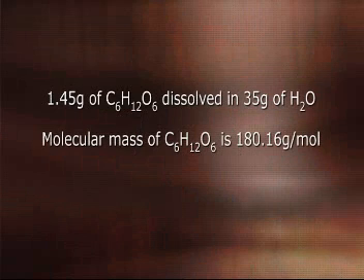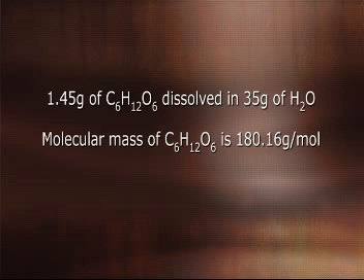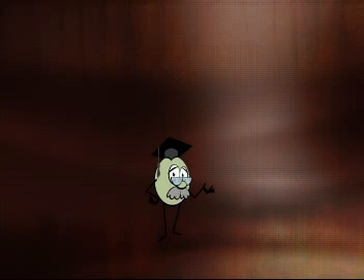Students, now we have worked through the process of determining molality together. You are ready to do it on your own. Calculate the molality of a solution prepared by dissolving 1.45 grams of glucose in 35 grams of water. The molar mass of glucose is 180.16 grams per mole. Please use the first equation we learned about for this activity. Students, let's get ready. Begin.